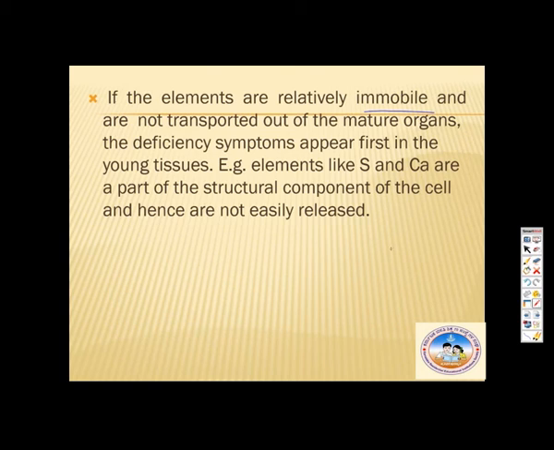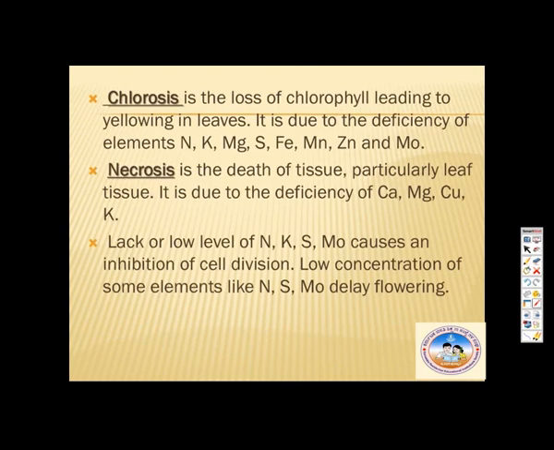Am I clear to you? Whereas coming to necrosis, it is the death of the tissues, particularly leaf tissues. It is due to the deficiency of calcium, magnesium, copper, and potassium. So these are the particular deficiencies for chlorosis and necrosis. Once again, for chlorosis, it's a deficiency of nitrogen, potassium, magnesium, sulfur, iron, manganese, zinc, and molybdenum. Necrosis is calcium, magnesium, copper, and potassium.